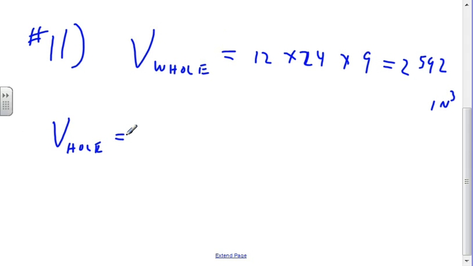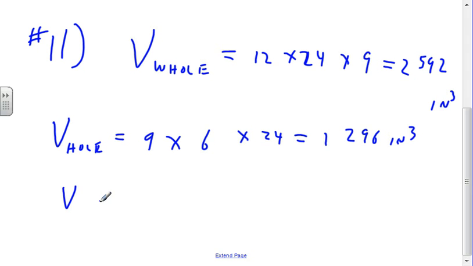Then I'm going to find the volume of the hole. I've got 3 inches gone, right? Yeah, that's what it looks like. So that's going to be 9 times 6 times 24, because I didn't lose any the other way. 9 times 6 times 24, and 1296 inches cubed. So then I'm going to say that the volume is going to be the volume of the whole minus the volume of the hole.